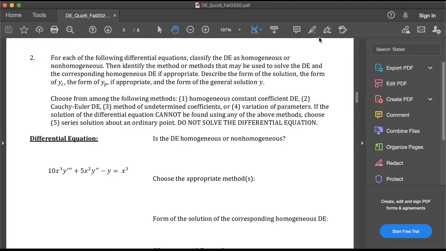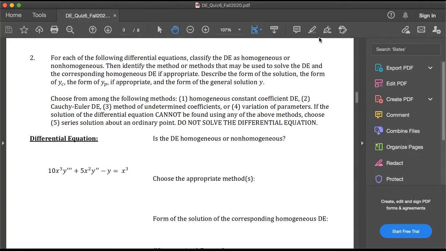It says for each of the following differential equations, classify the differential equation as homogeneous or non-homogeneous, then identify the method or methods that may be used to solve the differential equation and the corresponding homogeneous DE if appropriate. Then describe the form of the solution, the form of y sub c, the form of y sub p if appropriate, and the form of the general solution.